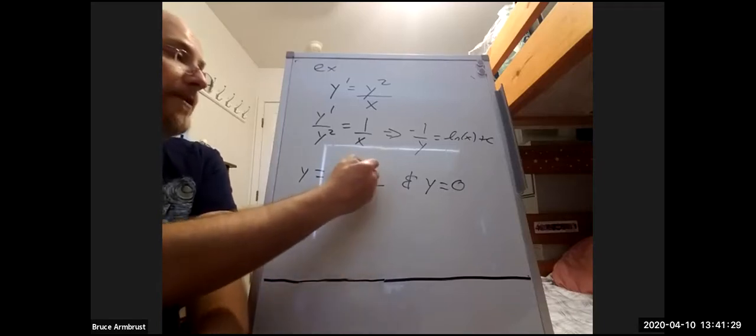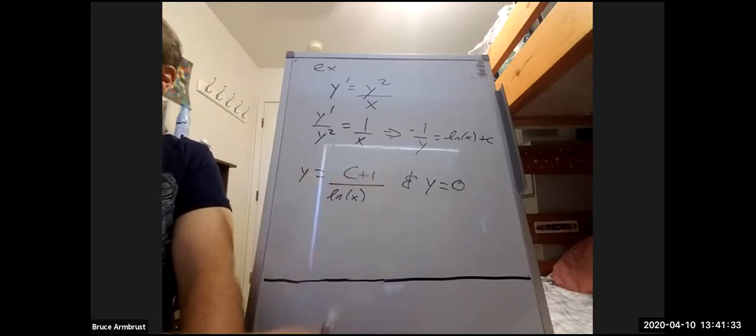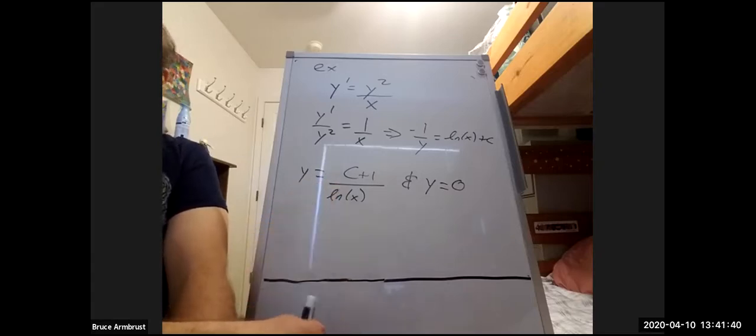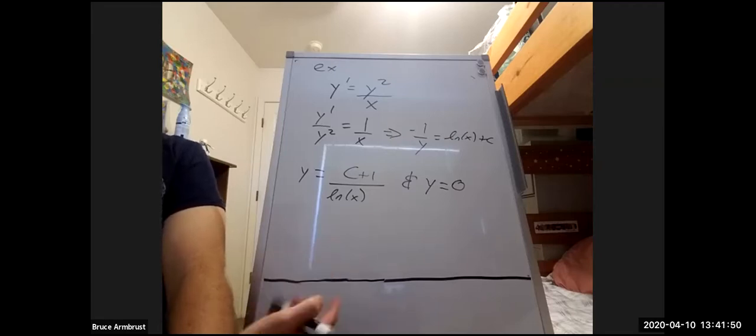Or what if it had been c plus 1 over natural log of x? This still would have caught 0. 0 would happen when c is equal to minus 1. So watch for those. Watch for what are the obvious solutions, and see if those obvious solutions actually show up or not.